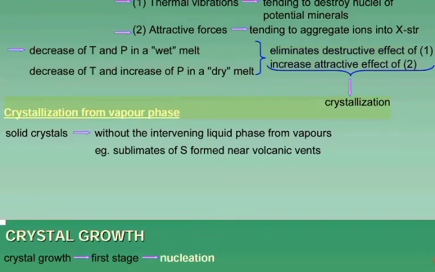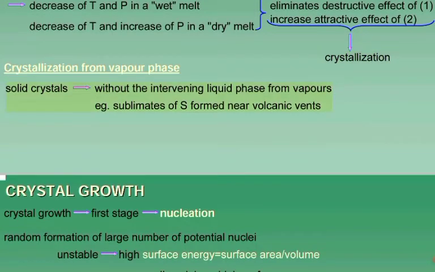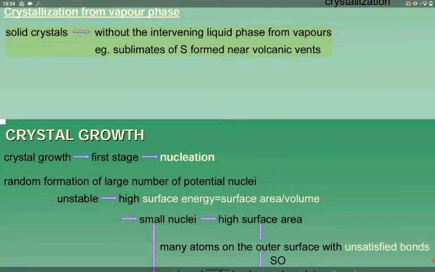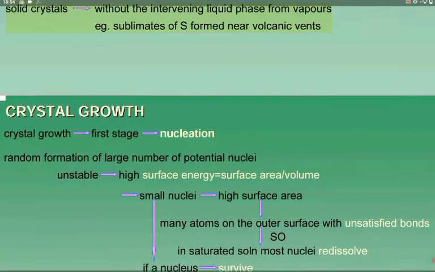Crystallization from vapor phase: solid crystals form directly from vapor without an intervening liquid phase, e.g., sublimates of S formed near volcanic vents.